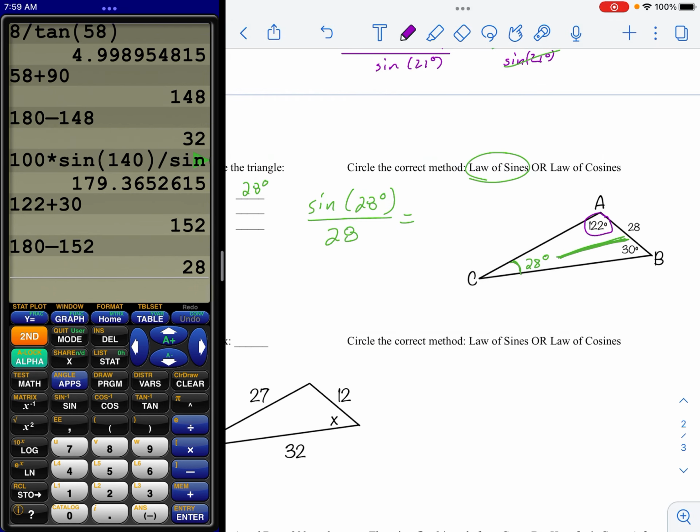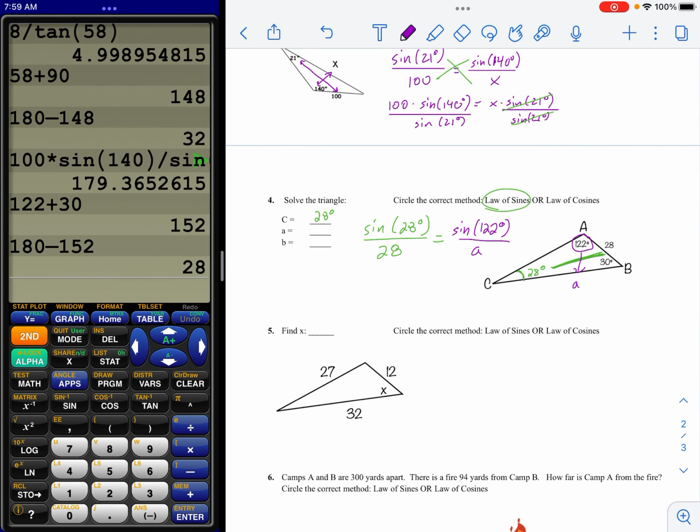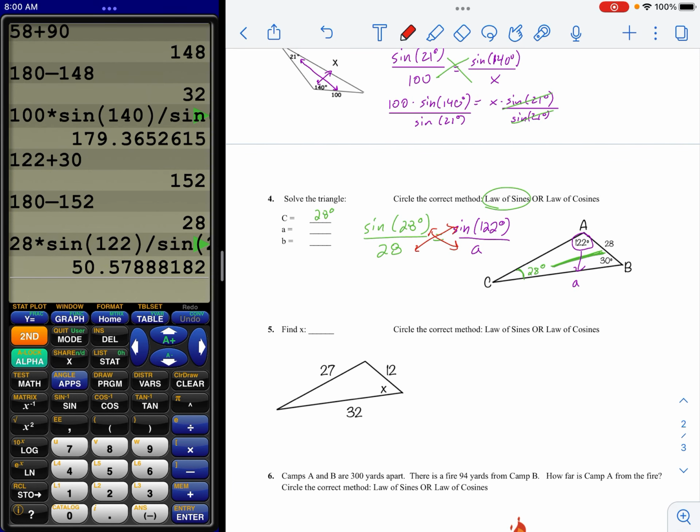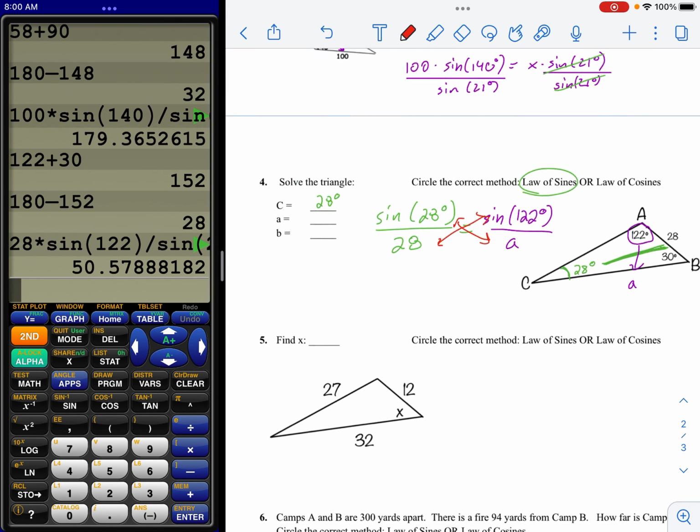Let's just say you're going to do 122 and this. It's across from big A, so this is side A. So it would be sine 122 over lowercase a. To save time, I'll just show you on the calculator. You're going to cross multiply these and divide. So what you would type in would be 28 times the sine of 122 divided by sine 28. We got 50.6, let's say.